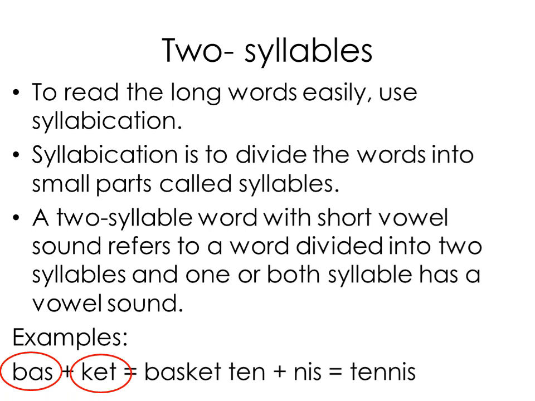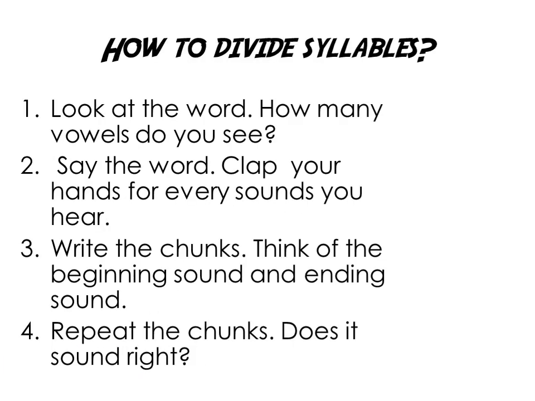The next one is tennis, tennis. So it is an example of 2-syllable words because they contain 2 syllables, tennis, just like that. Now, how to divide syllables? So first, you look at the word. How many vowels do you see? Example, ribbon. How many vowels do you see? We have 1 and 2.